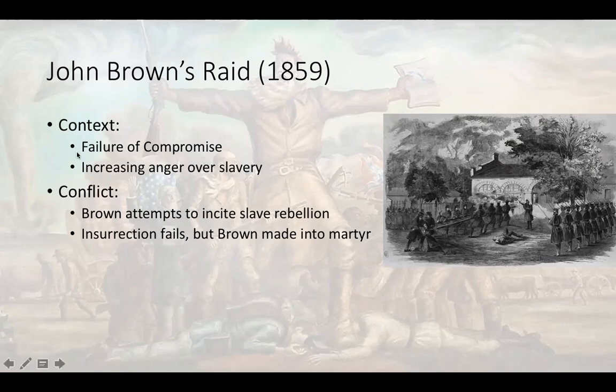Now, this one, again, I can't underscore this point enough, just goes to show you the failure of compromise. On an issue like slavery, compromise was never going to work. When something is that morally deep and people have that much invested in it and its outcomes, compromise is going to be a hard thing to do. So categorize this one under debates over slavery.